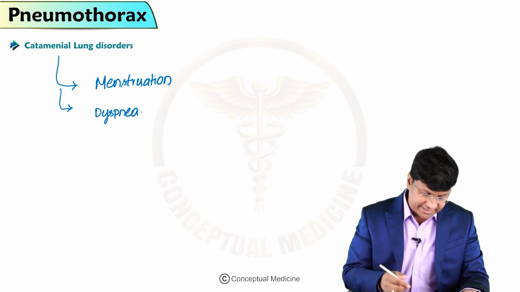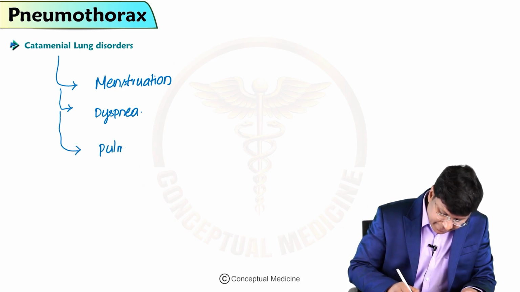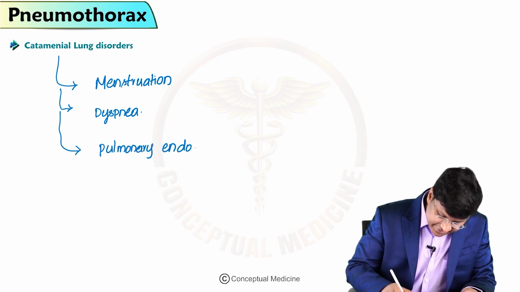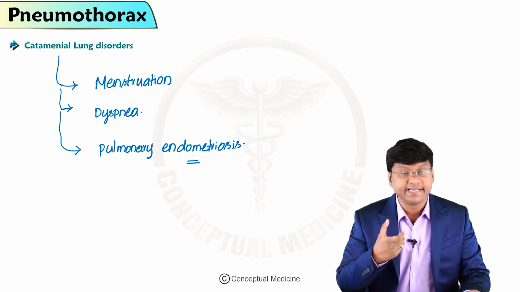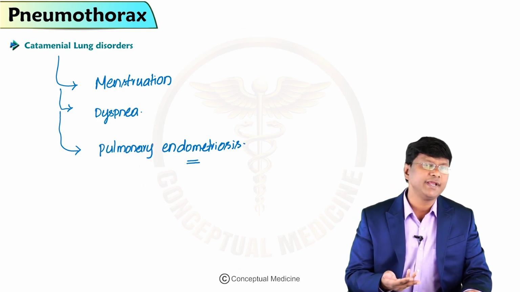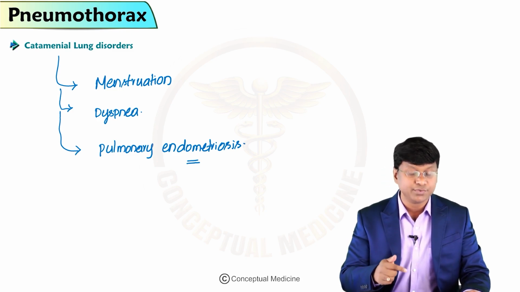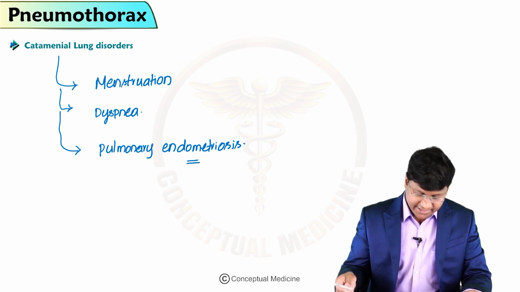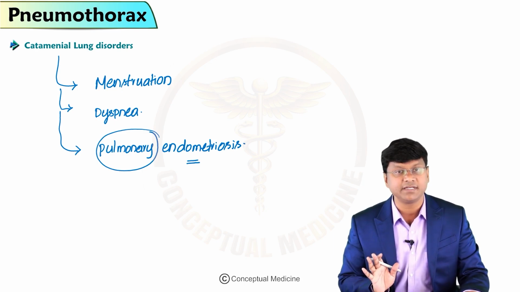Now what is the reason for the development of these catamenial lung diseases? That is due to the development of pulmonary endometriosis. So what do you understand by this word pulmonary endometriosis? See, endometriosis, what do you mean by that? It is the presence of endometrial tissue outside the uterus. Pulmonary endometriosis means the presence of endometrial tissue outside the uterus, that is, in the lung. So this is nothing but your catamenial lung disorders.